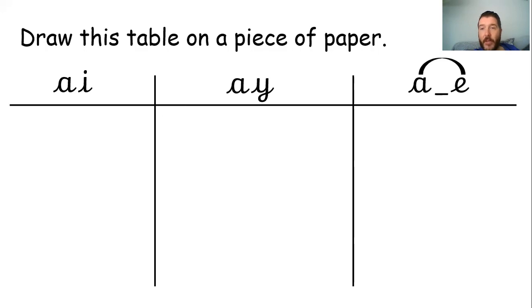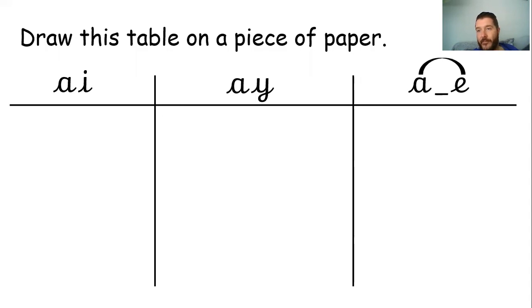Okay, I'm going to assume you've drawn the table. So we're going to go through the words. Now, what you need to do, I'm going to give you some words. They might have the A spelled AI, they might have the A spelled AY, and they might have the A spelled with a split grapheme. You need to write the word in the correct heading in the table and spell it with the correct A sound. Okay, so the first one is the word rain.